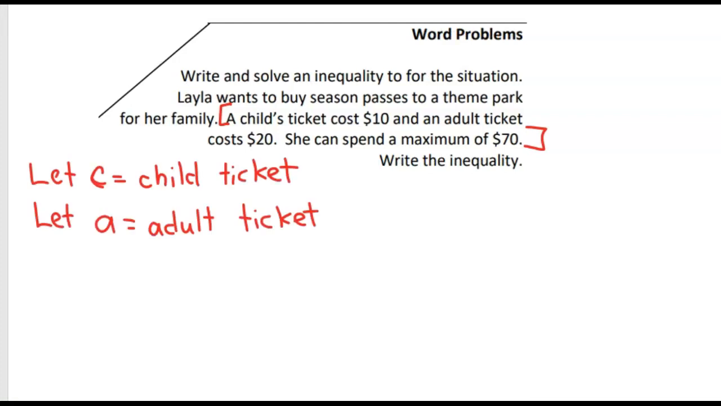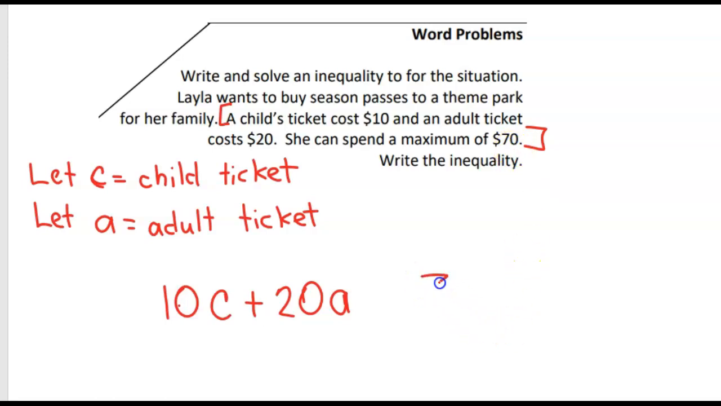So every time she buys a child's ticket, it's going to go up $10. She's going to have to multiply 10 times the tickets she buys. And what's an adult ticket? 20. So if she buys one adult ticket, $20, 3 would be $60. Every time she buys an adult ticket, it's going to cost her $20 for every adult ticket she's going to buy. Can she spend $100 on these tickets? No.